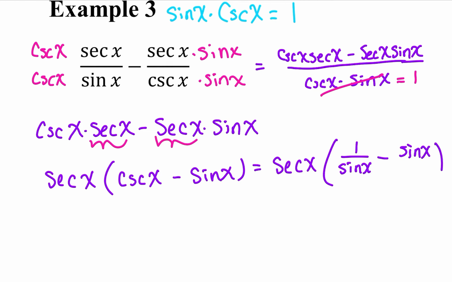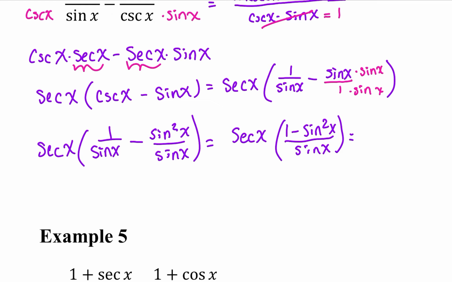So taking a look at what that's going to get us, this secant of x is still on the outside. I have this 1 over sine of x minus sine squared of x over sine of x. That came from that multiplication at the end. And I can bring that together now. Secant of x times, I got the sine of x on the bottom. And on top we have 1 minus sine squared. Well, we know that 1 minus sine squared, that is one of our Pythagorean identities.